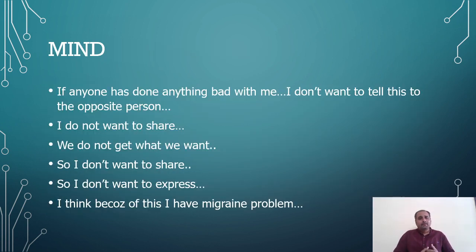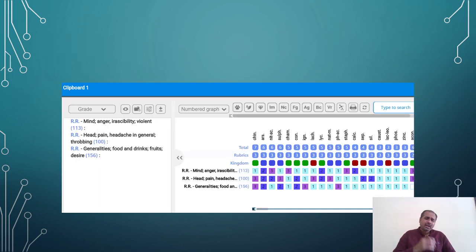Now in the mind aspect, the patient shared that if anyone has done anything bad with her, she does not want to tell that person. This is because she feels that that person will be hurt, and I also don't want to get hurt. So I don't share, I don't want to express, and I think because of this I have a migraine problem, because I'm keeping my feelings to myself. Let us see. We have the rubrics in the case: anger, violent, head pain, general throbbing, and fruits desire.